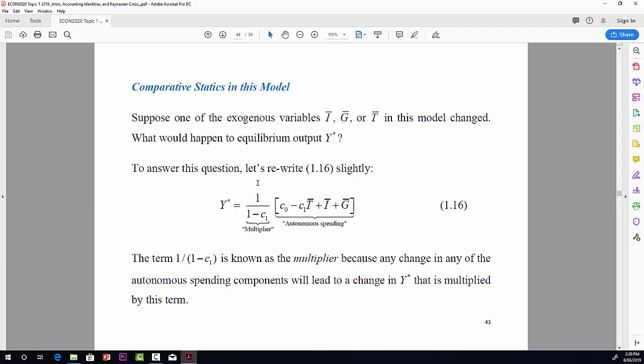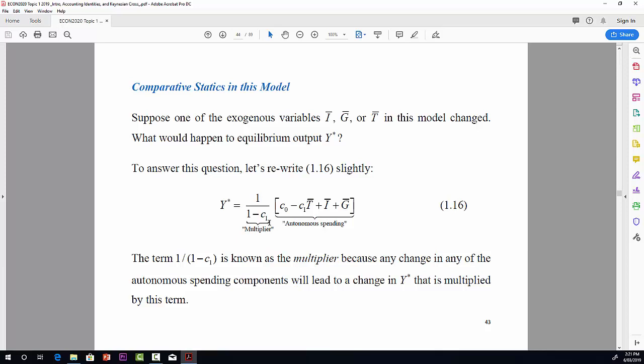So to answer this question, I'm going to remember our expression for equilibrium output, Y star. It was all of these guys, C0 minus C1 T bar plus I bar plus G bar. That's what's known as autonomous spending. And then it was divided by 1 minus c. I'm just rewriting this slightly. I'm factoring out this 1 over 1 minus c1 here and keeping this in brackets. These are all the components of autonomous spending.